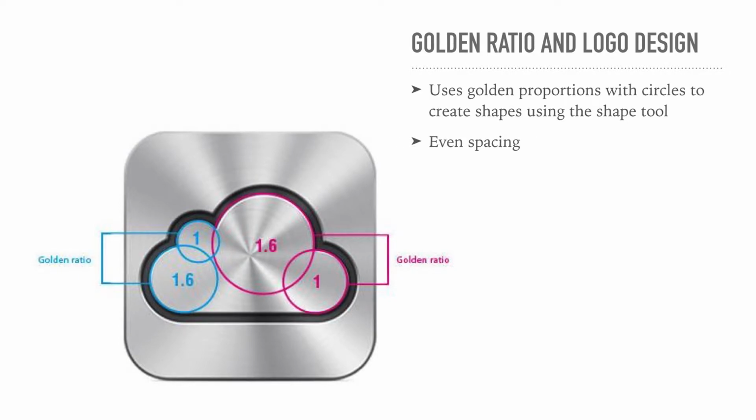It's because with these golden proportions and circles, you can create shapes using the shape tool in Illustrator, and it makes it very easy to come up with a sketch design and then refine it in Illustrator to give it those kind of perfect proportions. And it just gives really even spacing in general. It's also very pleasing to the eye to design this way because you've seen it in nature a lot as well. So we're very used to seeing these proportions in our daily lives.